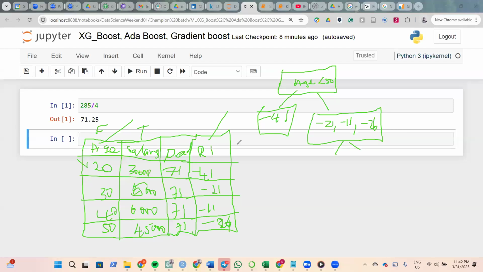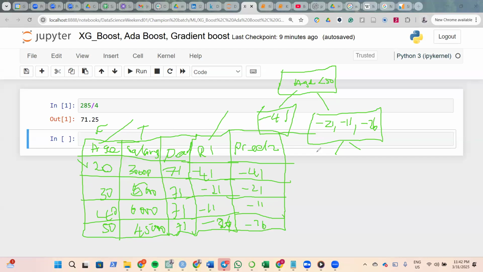So once it does this, then our prediction becomes this. We're going to get prediction, residual 2, because this is residual 1. So we are going to have residual 2, and we're going to have here minus 41. Maybe this one is minus 21, minus 11, minus 26.